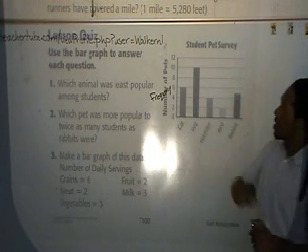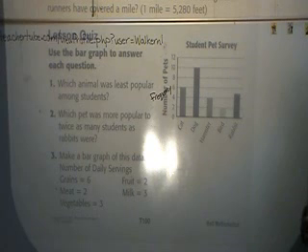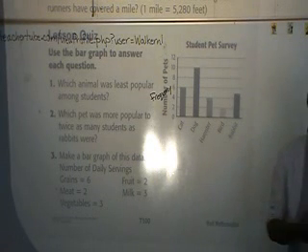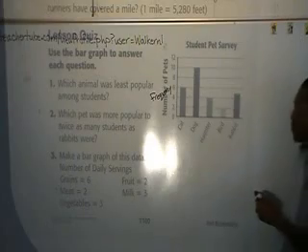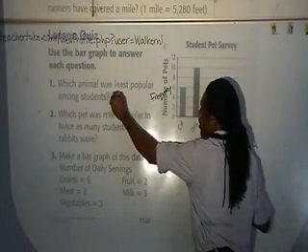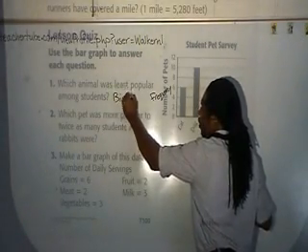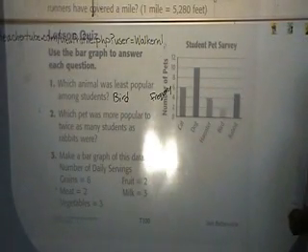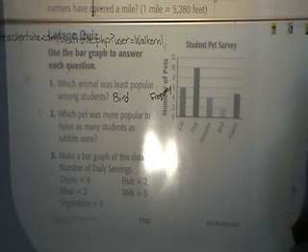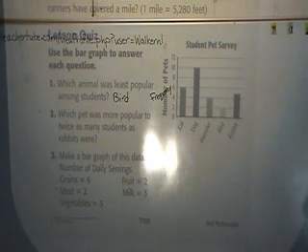Now, number 1 says, which animal was the least popular among students? We're just going to answer these together. Raise your hand if you can tell me which is the least popular. The bird, because your bar is lower. So reading your bar graph is hopefully pretty easy for us to do.